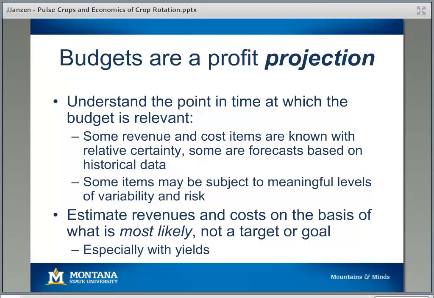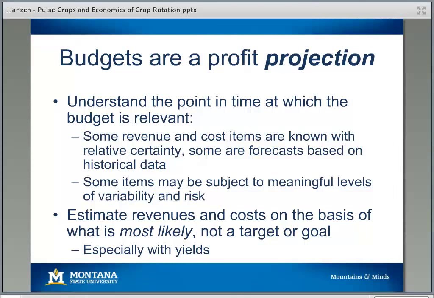Some of the revenue and cost items that go into that budget are known with relative certainty. We know sort of how much we're going to spend on seed or herbicide for a particular crop, but we don't know, right, what's the price going to be when I go to deliver this crop after harvest? What yields am I going to get? And some of those cost items too might be subject to some level of variability or risk.